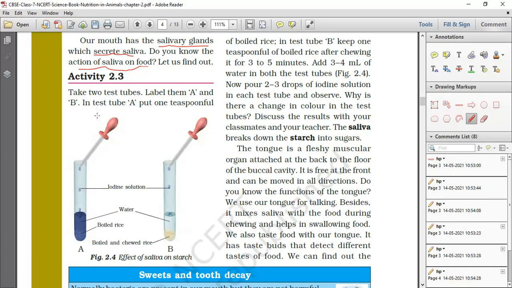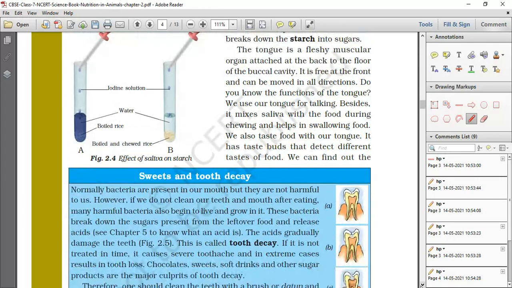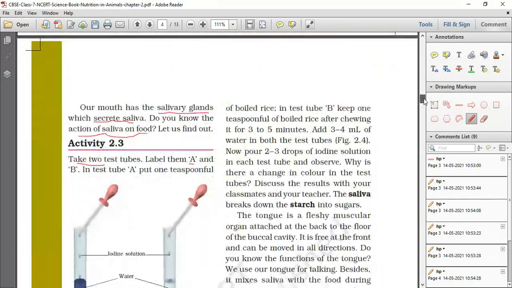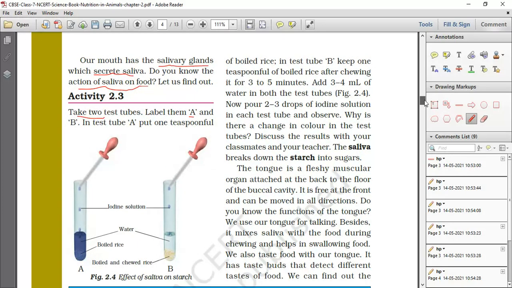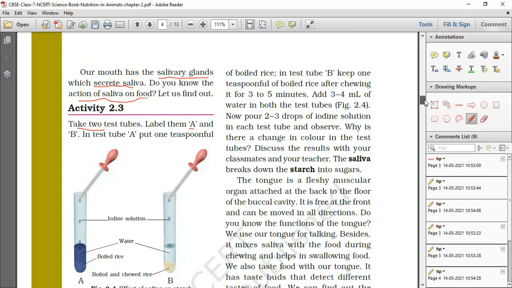Activity 2.3 says: take two test tubes and mark them A and B. In test tube A, put a teaspoonful of boiled rice. In test tube B, keep a teaspoonful of boiled rice after chewing it for 3 to 5 minutes. Add 3 to 4 ml of water in both test tubes. Now add 3 to 4 drops of iodine solution to each test tube and observe. Is there a change in the color in the test tubes? Discuss the result with your classmates and teacher.